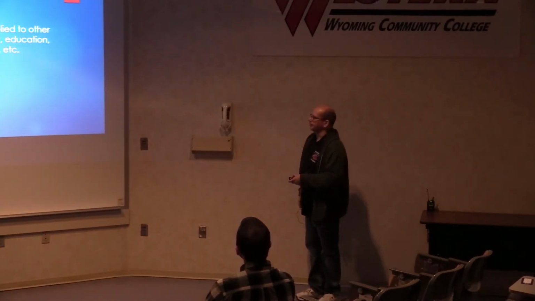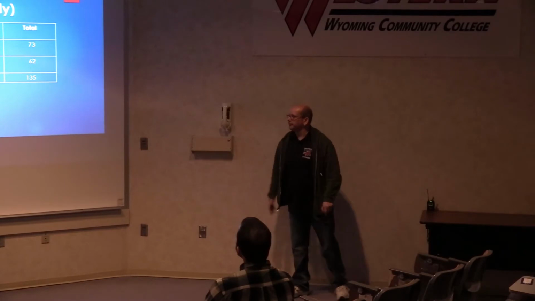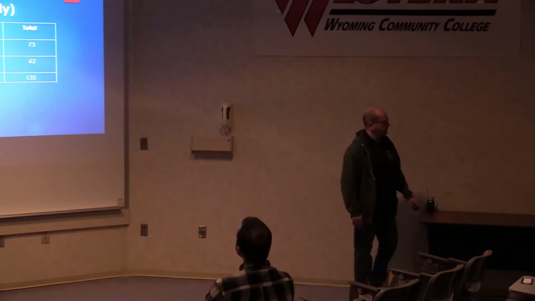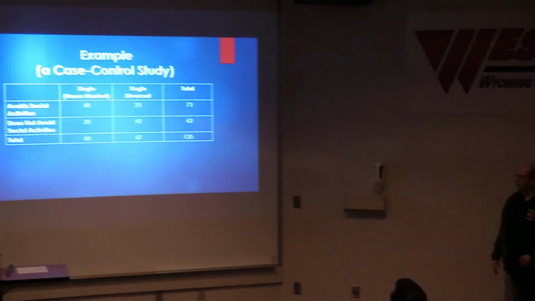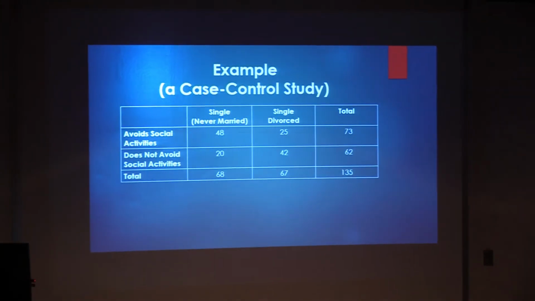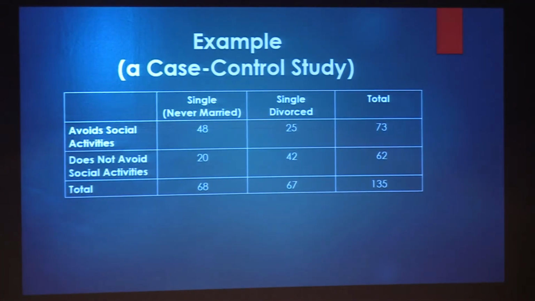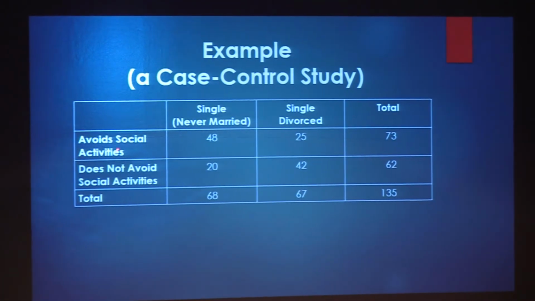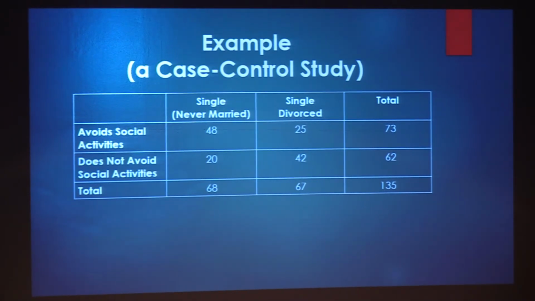That's extremely important. Here's an example from sociology that I found in one of my books. We're looking at single people, those who were never married and those who were divorced, and whether they like to avoid or not avoid social gatherings and social activities in general. You as a social scientist perhaps want to look at that, for whatever reason. That's important to you as a social scientist.